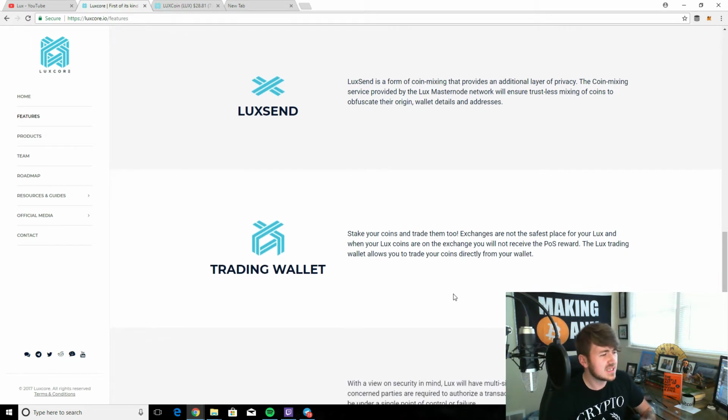Now that's pretty cool. I'd like to see where that would end up because I've been hacked 3 times, 2 of which from my own complacency. But the third time was on an exchange where I had 2-part authentication enabled. I don't know how it happened, but it happened. So having this extra layer of security, being able to store your crypto in your own wallet and trade them, that's awesome.